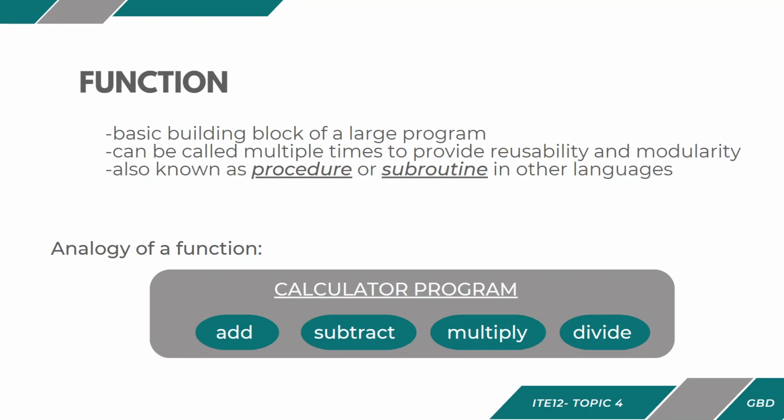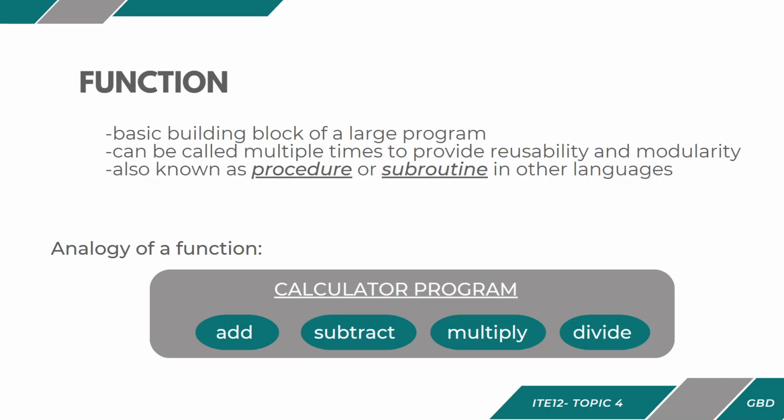So in C programming, we can divide a large program into the basic building blocks known as function. The function contains a set of programming statements enclosed by open and close curly braces, just like our control structure statements. Function can be called multiple times to provide usability and modularity to the program.